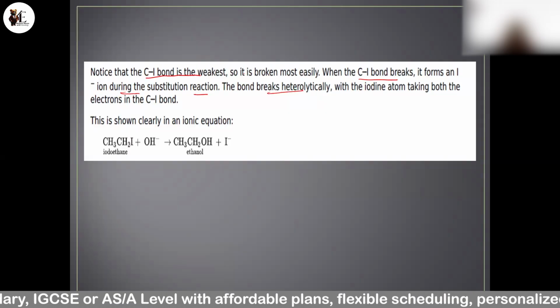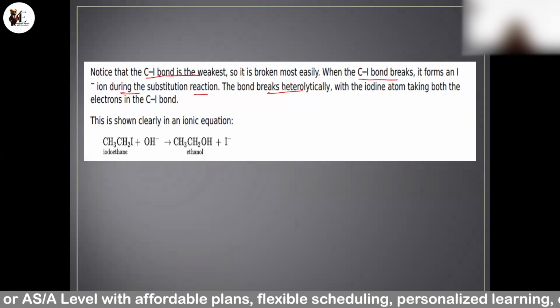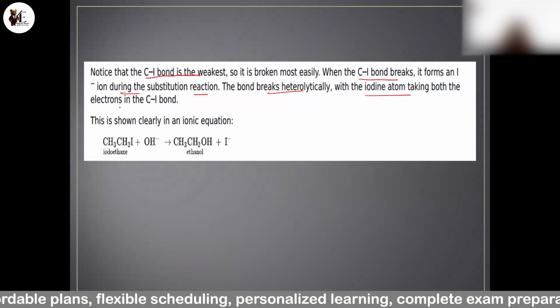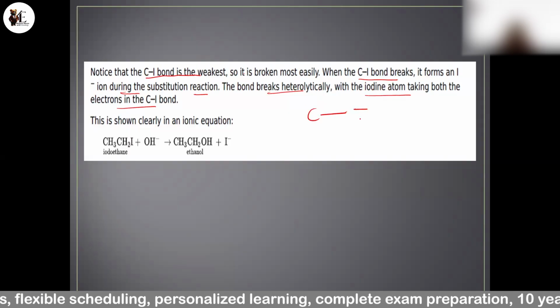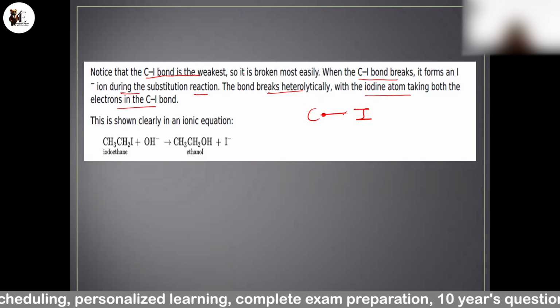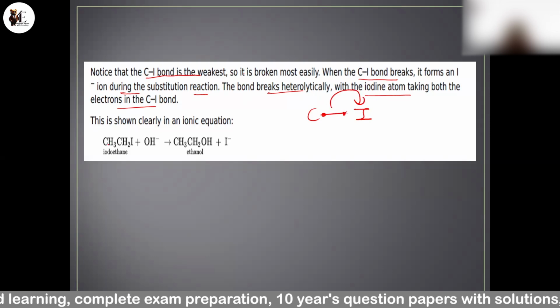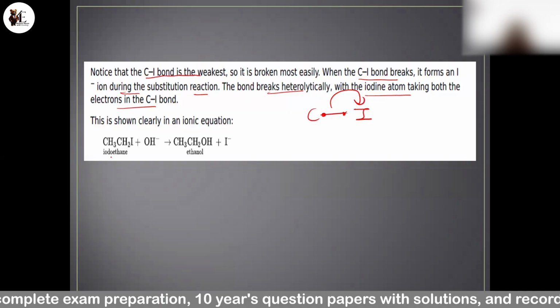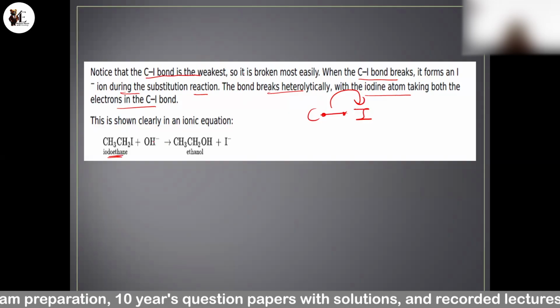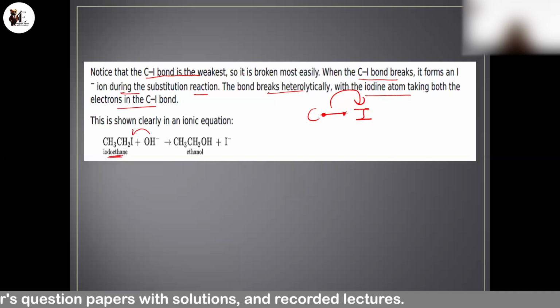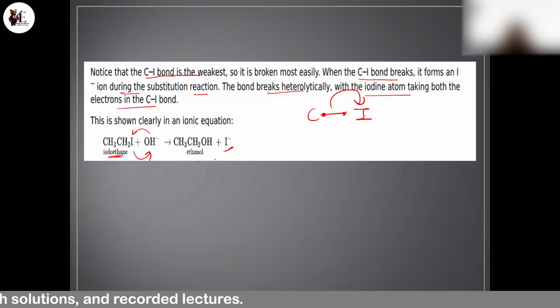The bond breaks heterolytically. Why? Because it is a non-polar atom. It breaks heterolytically with the iodine atom taking both the electrons in the C-I bond. So both the electrons are transferred to this iodine, so it is a heterolytic cleavage. It is shown in this equation. This is iodoethane. OH minus as a nucleophile comes and attacks here, and iodine as a leaving group leaves. So this is the reaction.